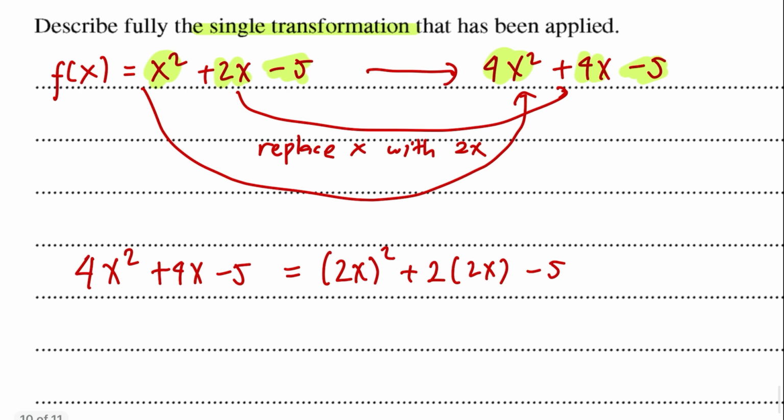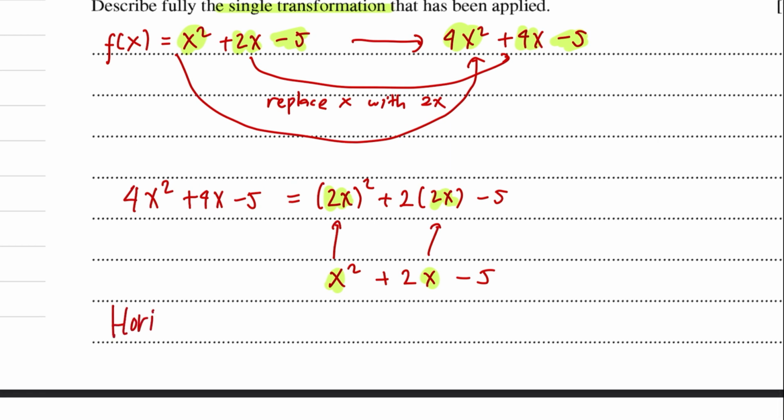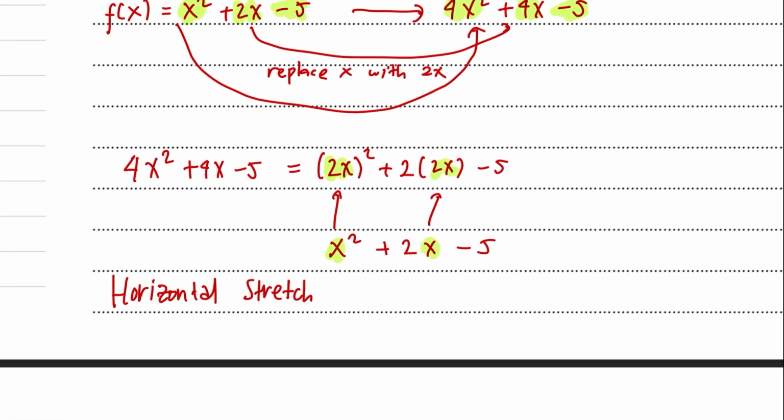Now the original one is x squared plus 2x minus 5. We replace x with 2x. That means we do horizontal stretch. The answer is horizontal stretch. Because the number here is 2, that means the scale factor will be opposite. Remember, when doing horizontal, it's always opposite. So horizontal stretch by a scale factor 1 over 2. So this is the answer.